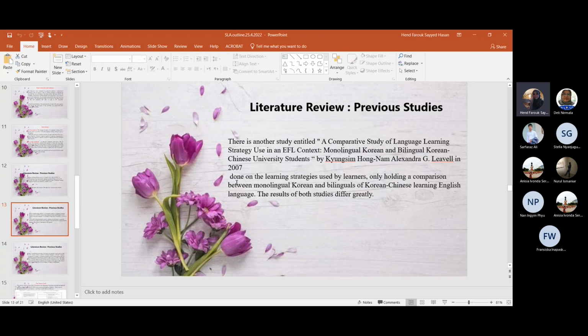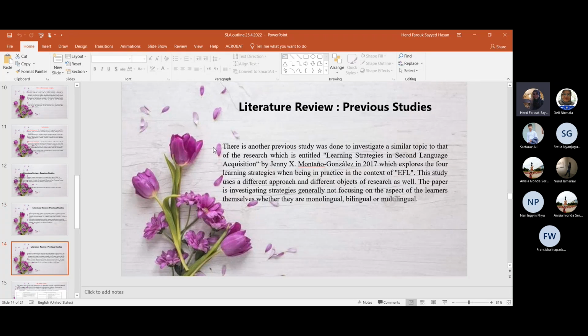Another study entitled A Comparative Study of Language Learning Strategy Used in English as a Foreign Language Context, Monolingual Korean and Bilingual Korean Chinese University Students by Kyon Sim Hong Nam, Alexandra G. Leval in 2007. It was done on the learning strategies used by learners, holding a comparison between both monolingual Korean language speakers and bilingual speakers of Korean and Chinese. Both of the groups were learning English. So the context was English as a foreign language context. The results of both studies differ greatly, I mean, in the aspect of the strategies that came as results.